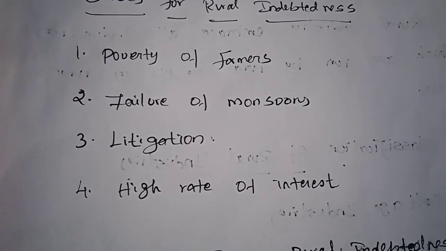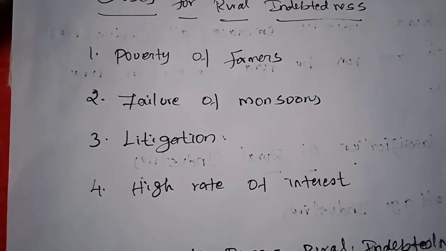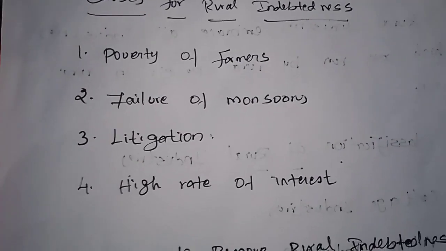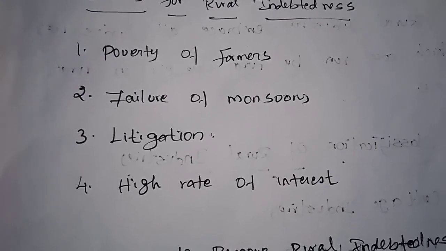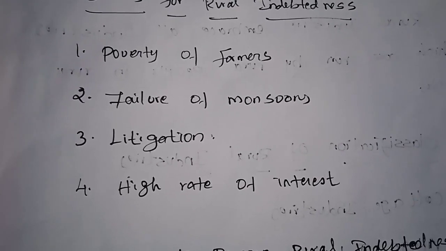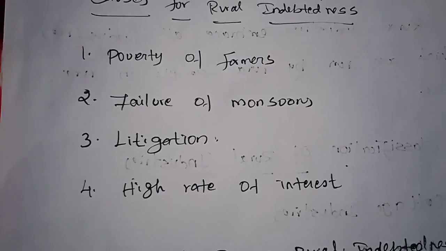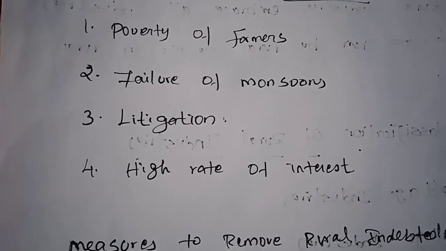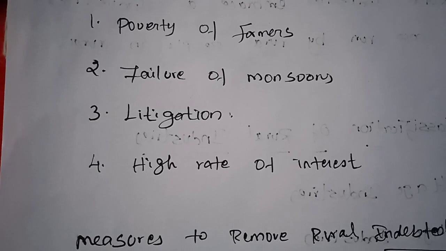Next, the failure of monsoons. The frequent failure of the monsoon is a curse to the farmers, and they have to suffer due to the failure of nature. As we have studied already, the people who depend on agriculture also depend upon natural resources, which mostly means the monsoons. The rainfall has to arrive properly. If there is no rainfall, the cultivated crops will not grow properly.